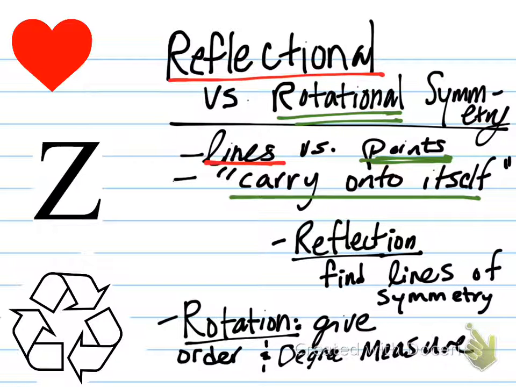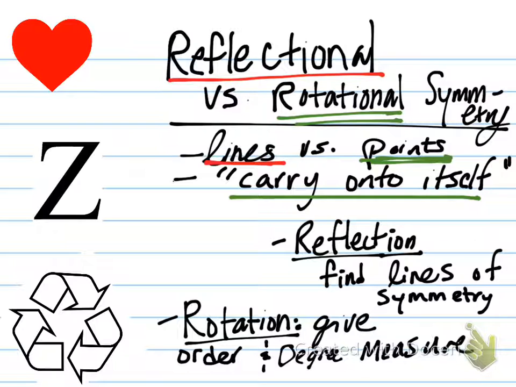For example, if I were to flip or reflect this heart across the green line, you would not be able to tell that I've done so, because the left and the right are symmetrical. Contrast that here. If I flipped the Z across that line, you would be able to tell that I flipped it because it would look backwards. So it does not have a way to reflect, to carry onto itself. And likewise with the recycling symbol.